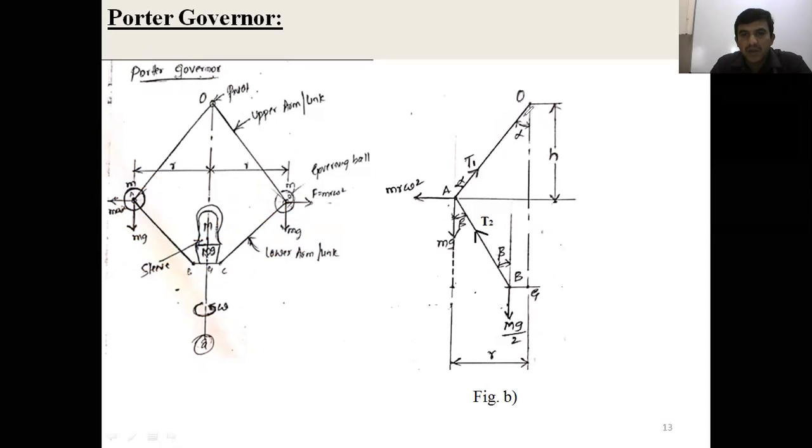Now, the angle of the upper arm, or upper link, with respect to the governor shaft axis is called alpha. At the same time, the angle of the lower arm with respect to the governor axis is beta. The tension T1 occurs in the upper arm, T2 in the lower arm. The governor ball is located at the intersection of the upper arm and lower arm. That point is A. What are the forces acting on the governor ball? One is the centrifugal force, it is m r omega square. Another one is the gravitational force due to the mass of the governor ball, that is m g.